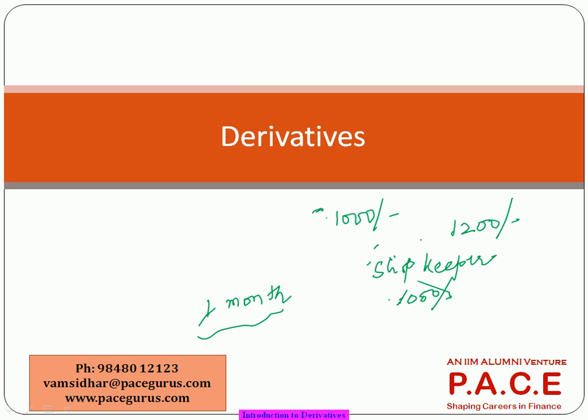So there could be some kind of advantage to both the parties, right? But we don't know what the real price will be after 1 month. If it really touches 1200, then the buyer was at a benefit because he bought it at 1050 only.